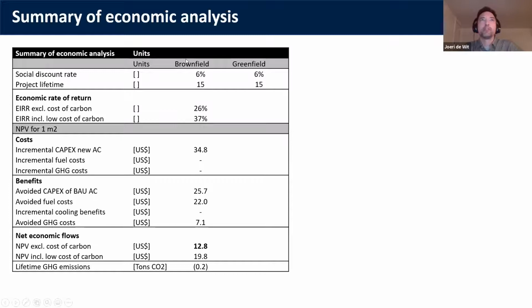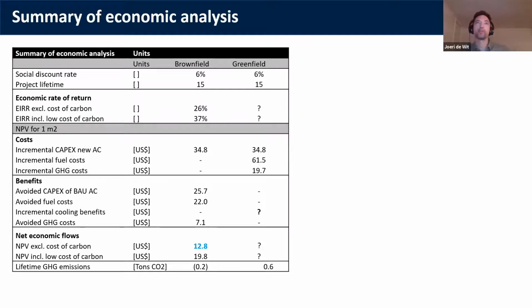Take the brownfield investment, for example. You don't have to look at all these numbers, just at the net economic flows. The net present value is 12.8 excluding the cost of carbon and 19.8 including the cost of carbon. And because you're replacing a less efficient AC with a more efficient one, of course, when you include the cost of carbon calculation, you're increasing your project economic benefits.